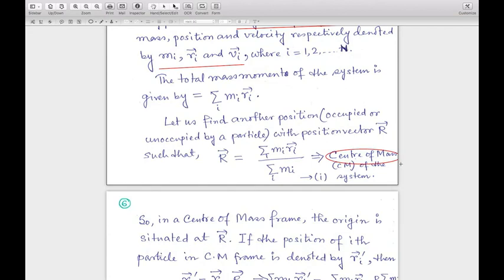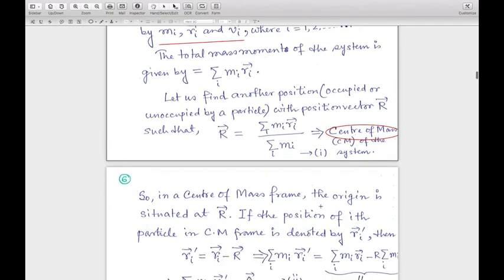So center of mass is nothing but a position, which may or may not be occupied by a real particle of the system. But if we think that the total mass of the system would have been concentrated at that position, then the representative mass moment of that position would be simply equal to the total real mass moment of the system.